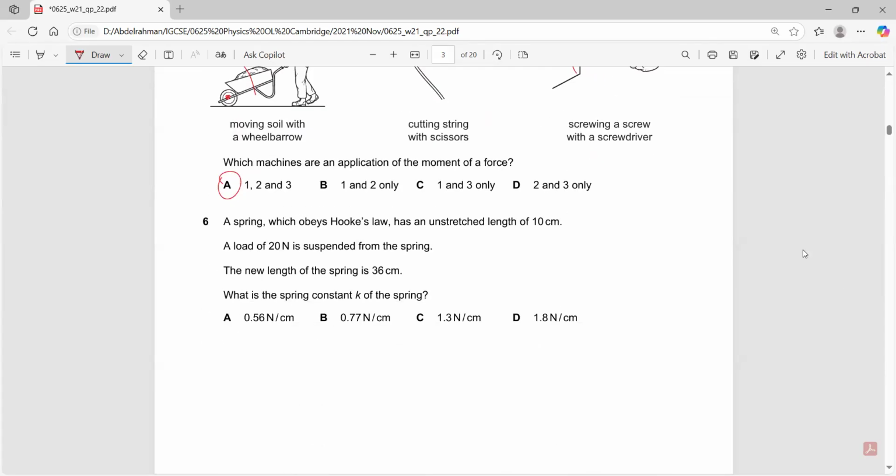A spring which obeys Hooke's law has an unstretched length of 10 centimeters, and a load of 20 newtons is suspended. The new length is 36. Can I find the spring's constant? Yes, K equals F over X. The force is 20 newtons, and X, the extension, is 36 minus 10, which is 26. So 20 over 26, this is 0.77 newtons per centimeter.